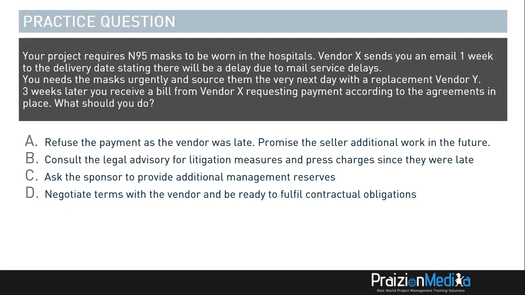Your project requires N95 masks to be worn in the hospital. Vendor X sends you an email 1 week to the delivery date stating there will be a delay due to mail service delays. You need the masks urgently and source them the very next day with a replacement vendor. 3 weeks later, you receive a bill from vendor X requesting payment according to the agreements in place. What should you do? Now, this is a typical example of how the exam questions are.